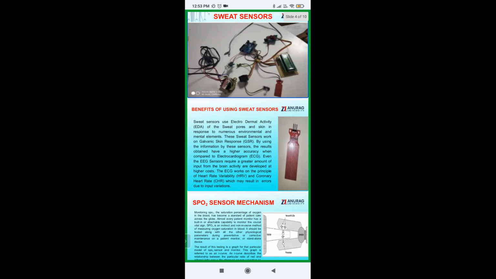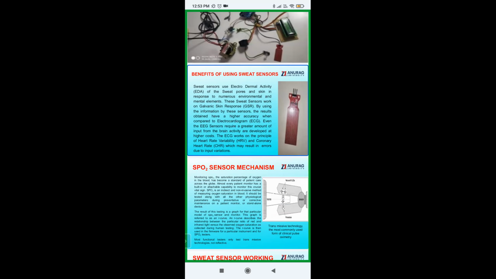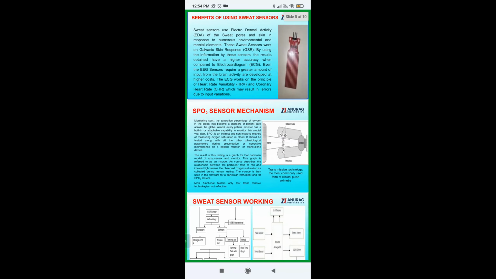We have chosen the sweat sensors because we found many errors in the values given by the EEG and the ECG sensors. By using the sweat sensors, we have predicted accurate and very precise values. Also, the sweat sensors are very cost optimizable in the market. They need to be manufactured, but at a very low cost compared to the EEG and the ECG sensors. They can be made at low cost, and that is why we have chosen these sweat sensors.